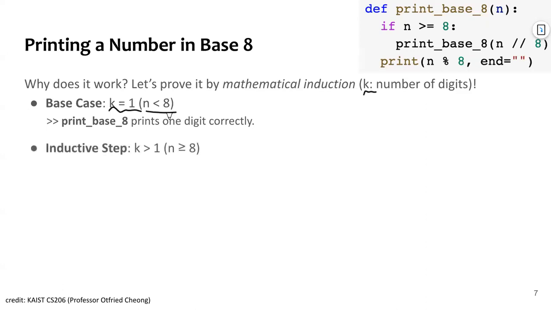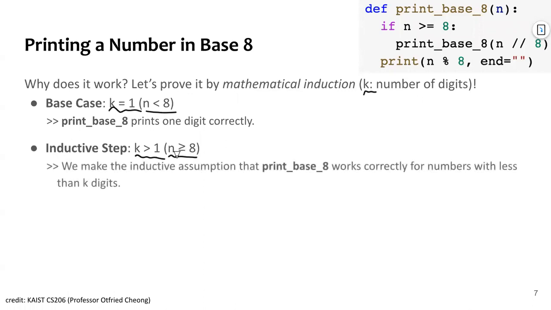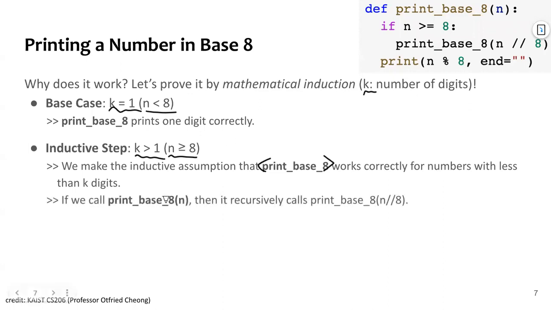And we want to prove that this will still work even when K is larger than 1, or n is larger than or equal to 8. And we make the inductive assumption that print base 8 works correctly for numbers with less than K digits. If we call print base 8 n, then it recursively calls print base 8 n/8, right? So this is the definition of our print base 8 function.